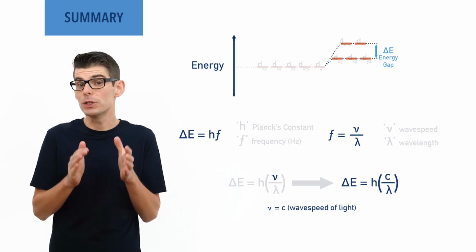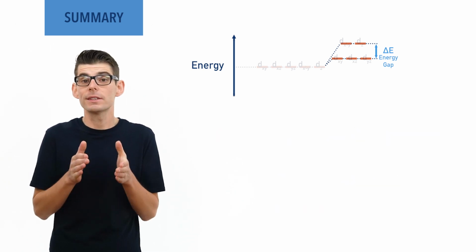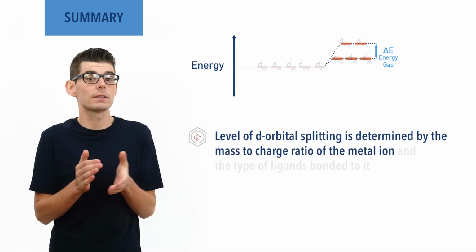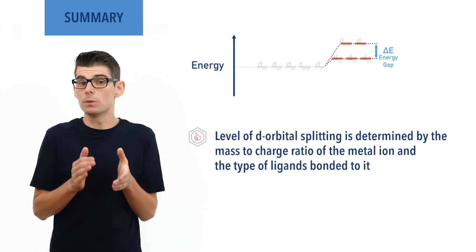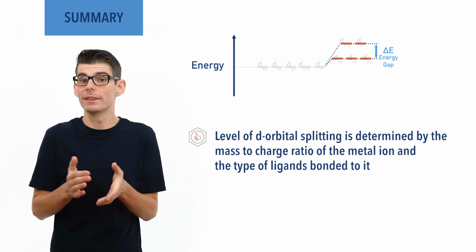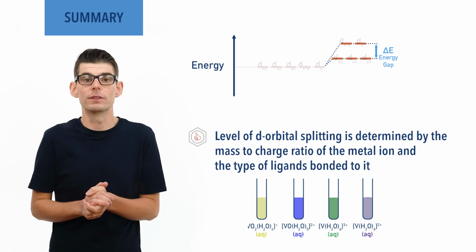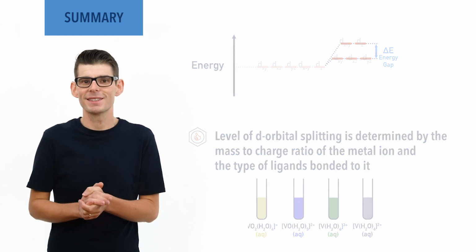The energy gap between split d orbitals is determined by the mass-to-charge ratio of the metal ion and ligands attached to it. This is why different transition metal ions and their compounds can have different colours, depending on the oxidation state of the metal and the groups bonded to it.